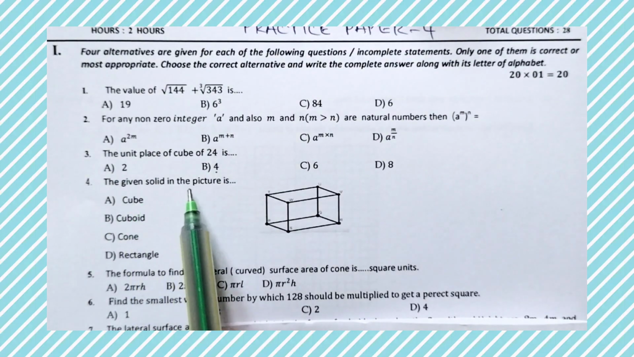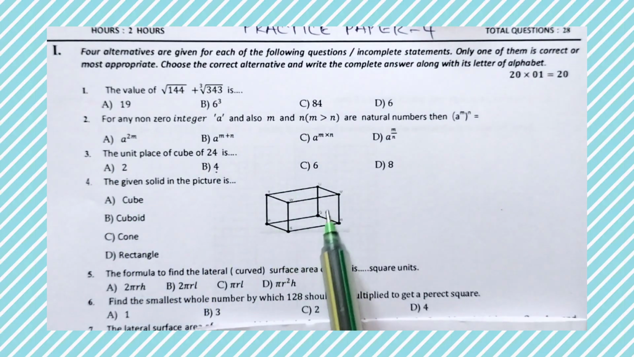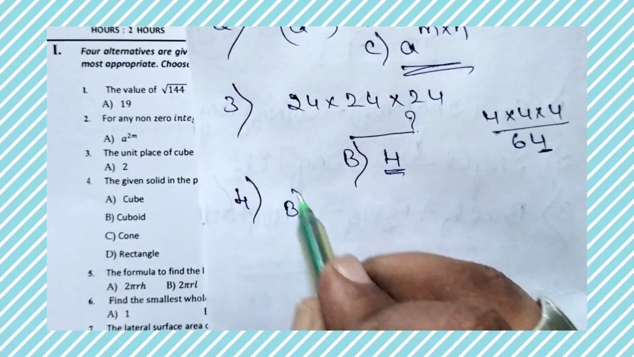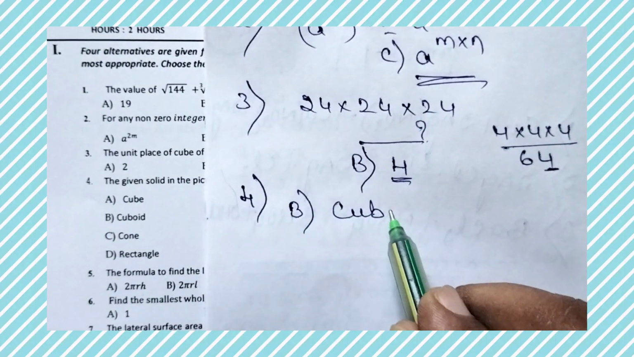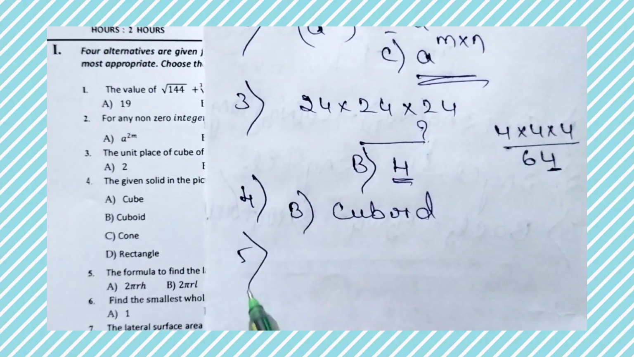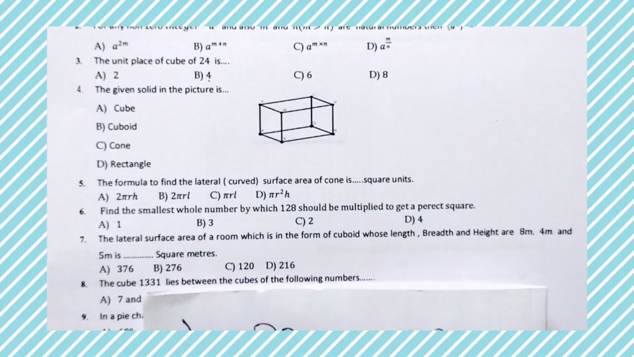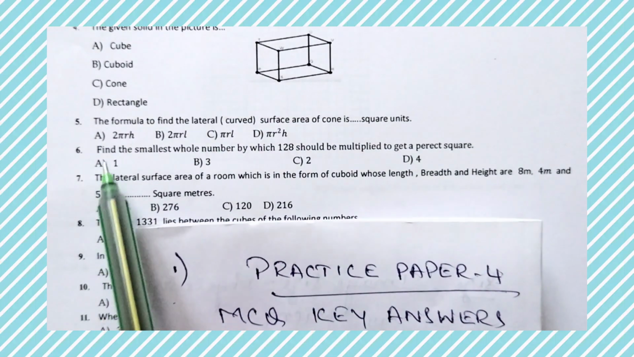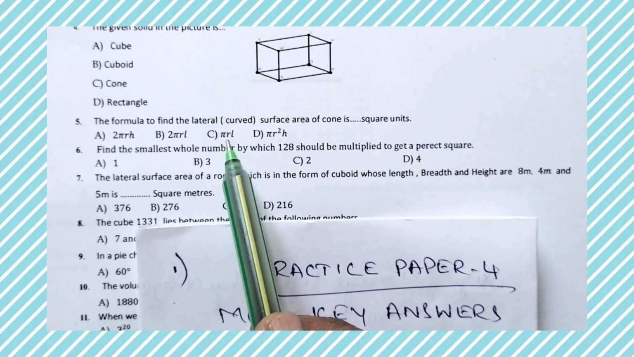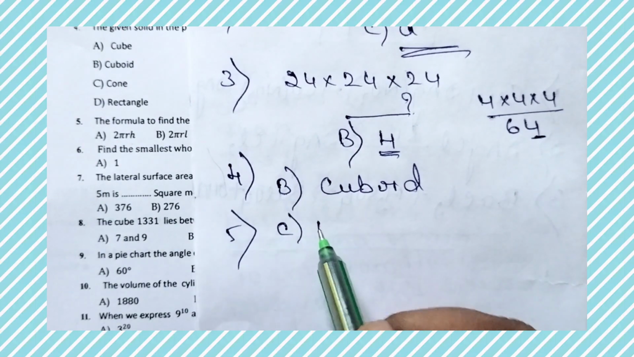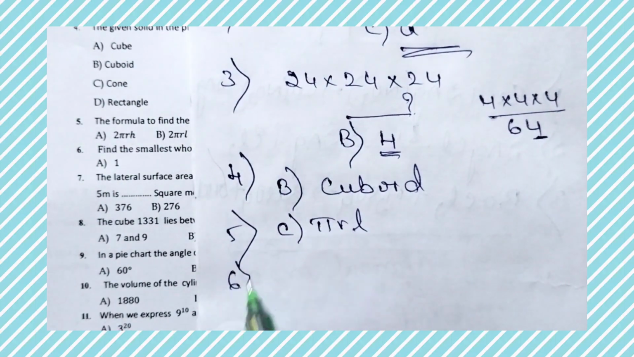Then coming to the fourth question. The given solid in the picture, what type of solid is it? It is a cuboid. So for the fourth question, option B, cuboid, is the right answer. Then coming to the fifth question: the formula to find out the lateral surface area of a cone is dash square units. The lateral surface area of a cone is pi r l. Therefore, for the fifth question, option C, pi r l, is the right answer.